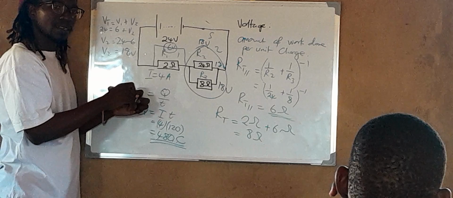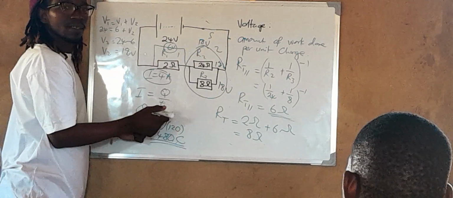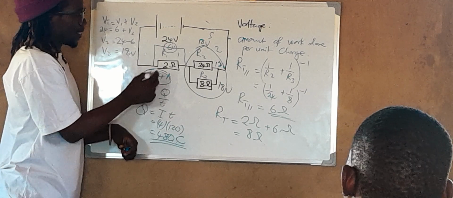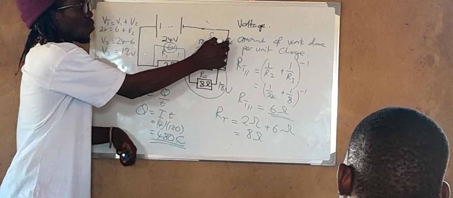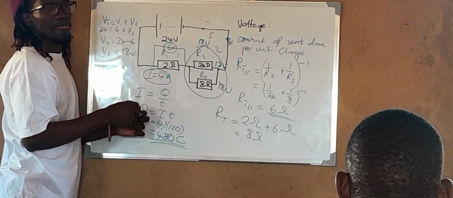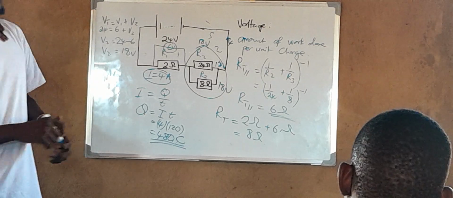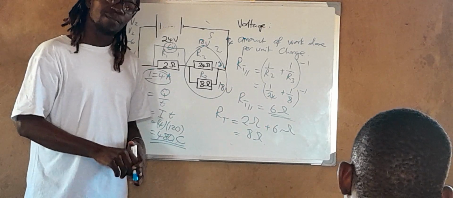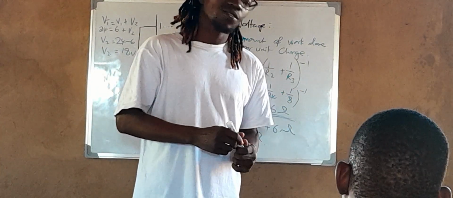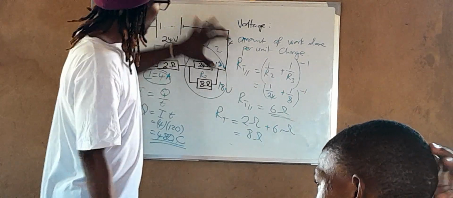Can you see that? So here they said the current here is 4 amps. What is the current then? They said here it is 4. What about here? Why? Because the current in series is the what? It's the same. So don't forget that. The current in series is the same. The voltage in series is not the same. The voltage in parallel is the same. But the current in parallel is not the same. Don't forget that.